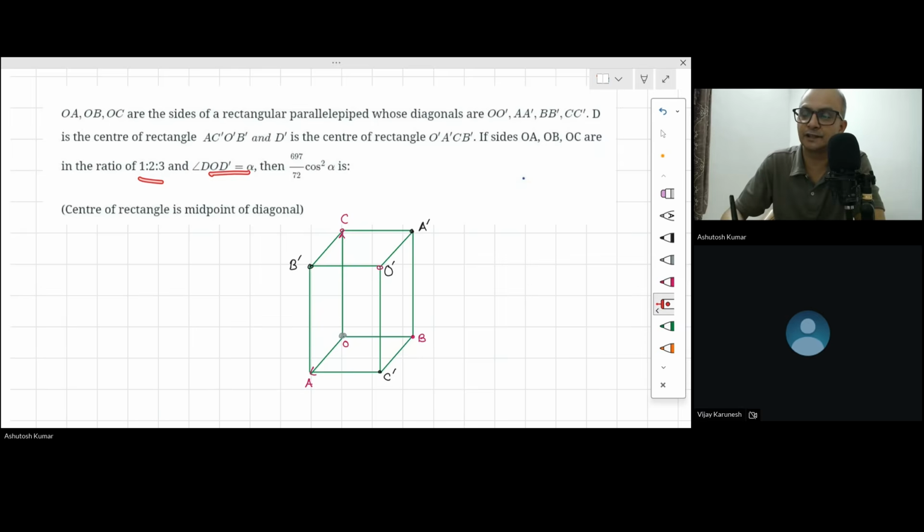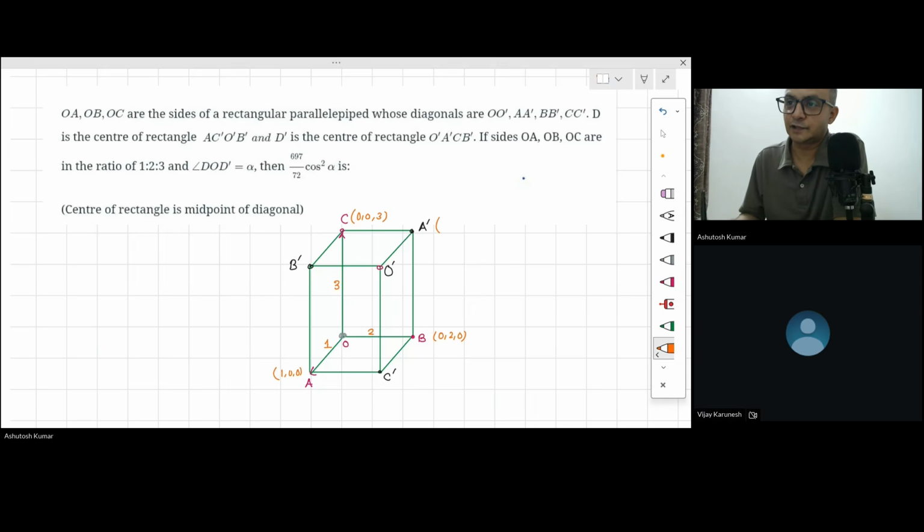The ratio is given, so why not directly take 1, 2, 3? We don't need to take some other values of this proportion. So this is 1, this is 2 and this is 3. As soon as you take it, directly we can write all the corners in terms of 1, 2, 3, means the coordinates of the vertices. So what is A? I'm taking it along the x-axis, so this will be 1, 0, 0. This can be 0, 2, 0. And this is 0, 0, 3.